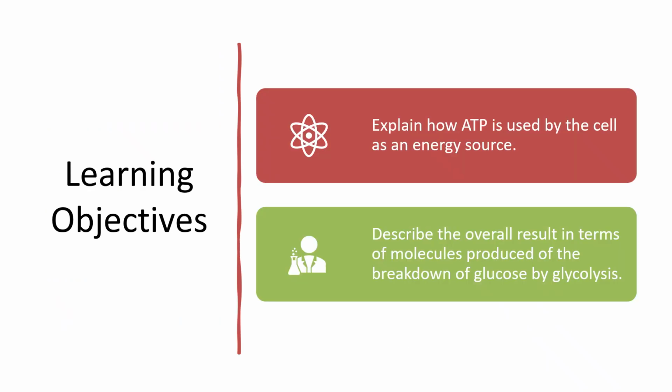By the end of this section, you should be able to explain how ATP functions as the energy currency of the cell and describe the molecules produced during glycolysis. We'll explore how ATP fuels cellular work and walk through the steps and products of glycolysis, the starting point of harvesting energy from food.